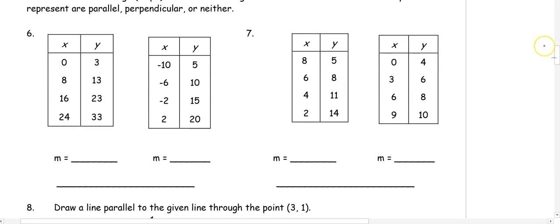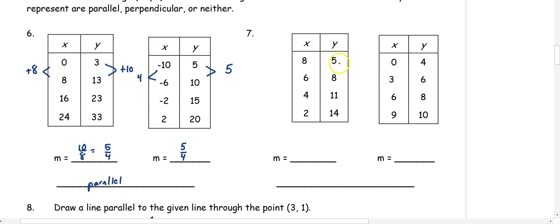Now let's do the same idea looking at the slopes from a table. So in the first table, our y's are changing by plus 10, and the x's are changing by plus 8. So 10/8 reduces to 5/4 because I can take a 2 out of both. In the second table, we have 5 for the y's changing, and the x's are changing by 4. So because these slopes are the same, the lines will be parallel.